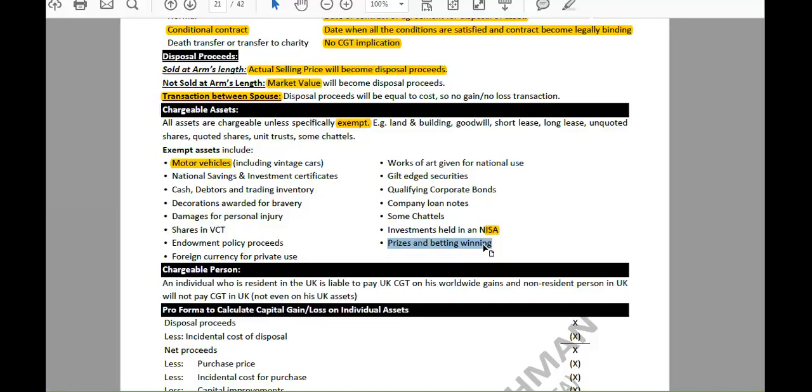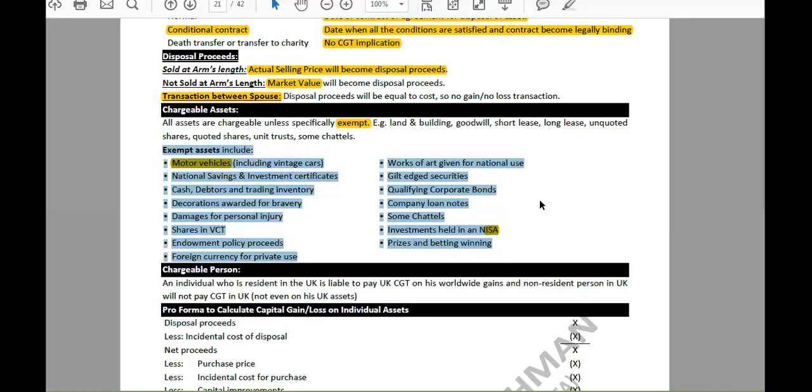So in this paper, you have to memorize everything. There is no other option. So you need to memorize all these points. These are the list of exempt assets. You need to memorize this list, and all assets which are not part of this list are called chargeable assets. I have not mentioned all the assets. I have just given a few examples of the chargeable assets over here.